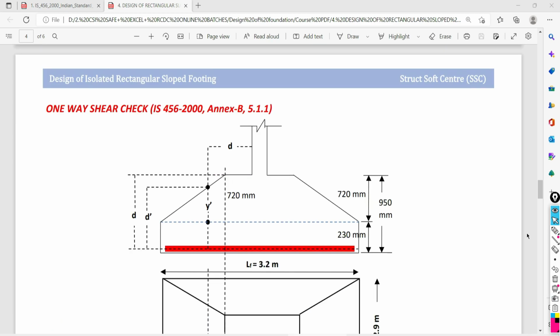And here the objective is what? We need to find out how much the effective depth is at this proposed critical section, at a distance of d from the face of your column, for performing the one-way shear check. So I want to know this y dash, because I know that this height is 230 mm. Beyond that only, I have to calculate this y dash. So how can you calculate this y dash?